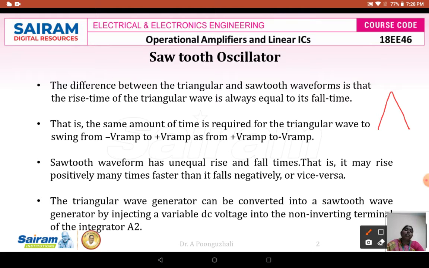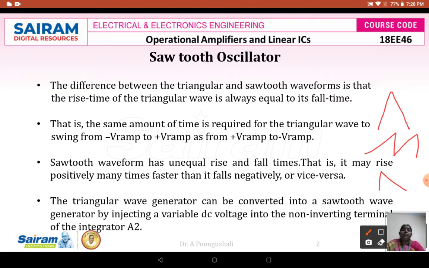But in the case of a sawtooth waveform, the rise time can be more and the fall time less, like this, or I can have the rise time lesser and the fall time more. So if the rise time and the fall time are not equal, then we call that waveform a sawtooth waveform. If the rise time and fall time are equal, then we call it a triangular waveform.